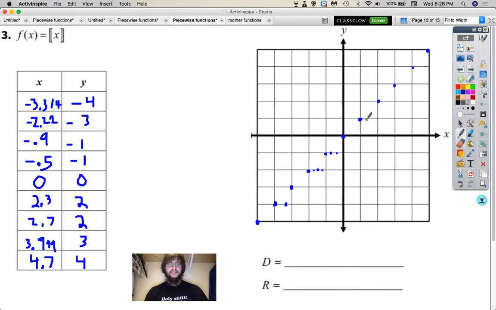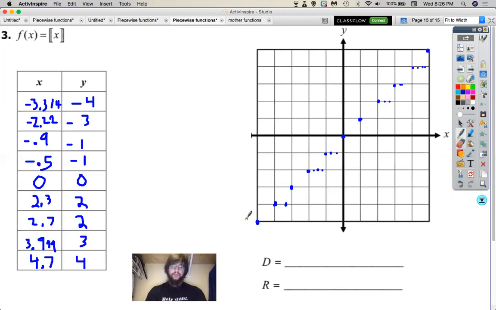So do you see what's going on? Do you see what's going to happen? 1, 2, 3. So all of these are looking something like this. The only thing is, where does it stop? Well, if I had 3.1, the greatest integer of that is still 3.